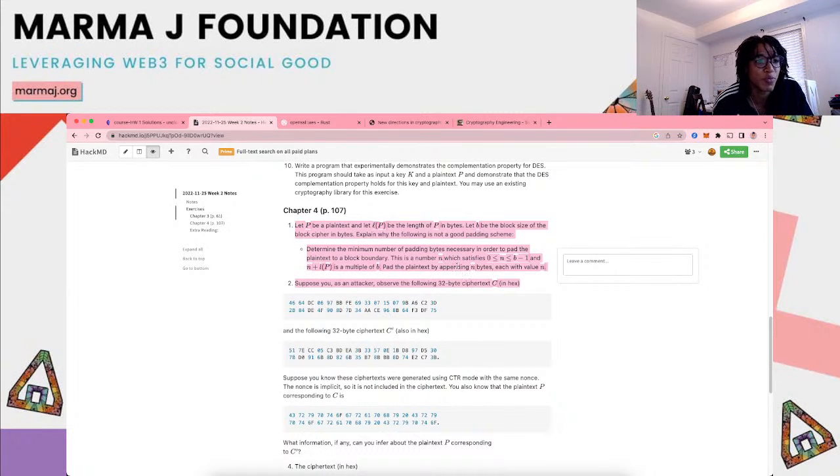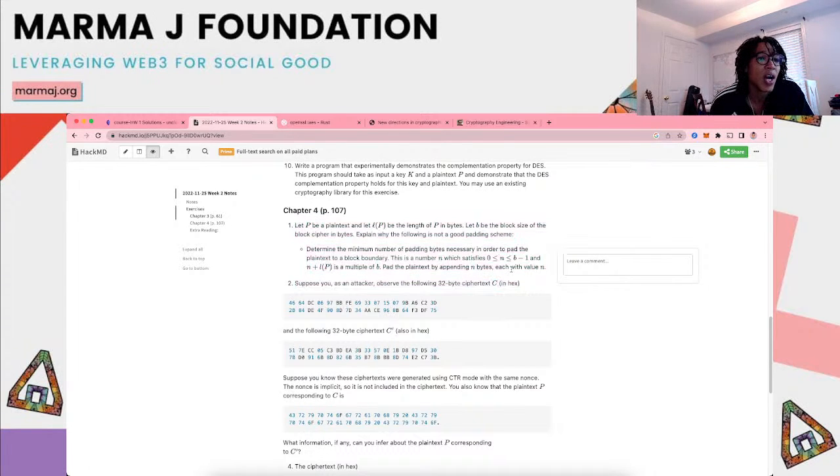This is a number n which satisfies 0 ≤ n ≤ b−1, and n plus p is a multiple of b. Pad the plain text by appending n bytes, each with value n. Suppose you, as an attacker, observe the following 32 byte ciphertext C in hex.